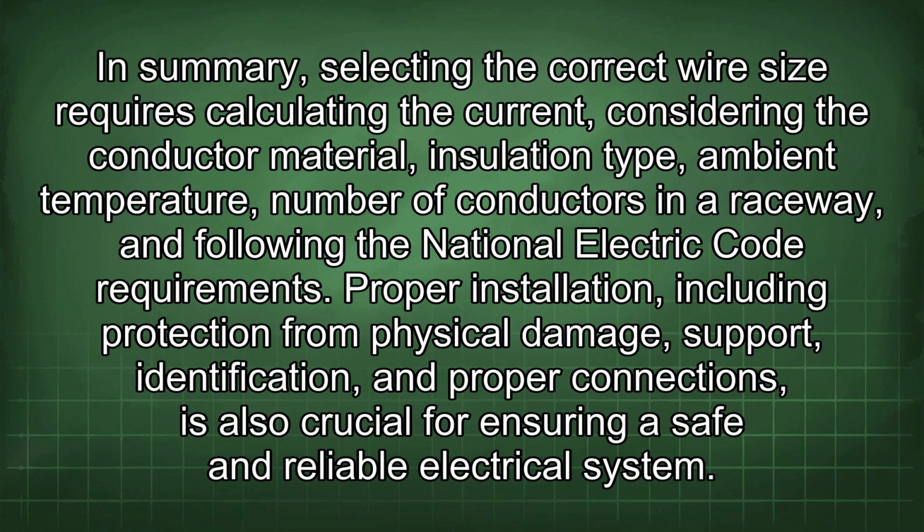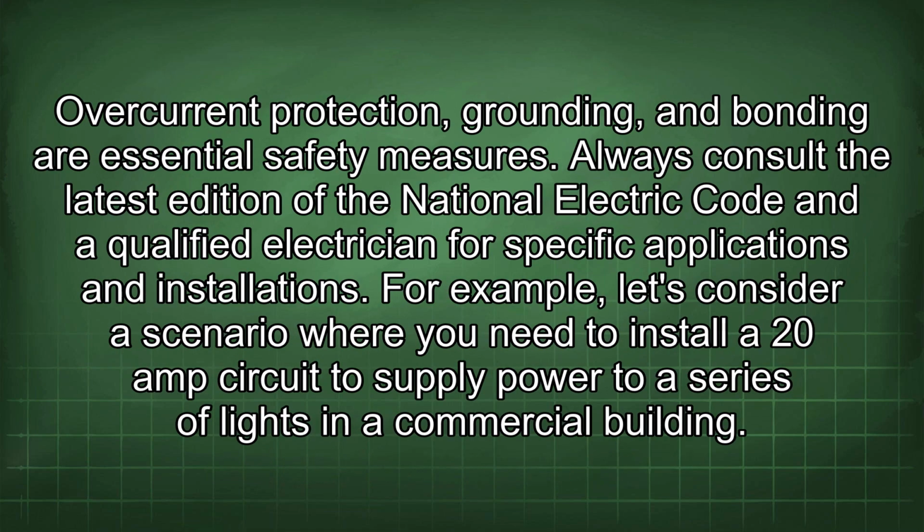In summary, selecting the correct wire size requires calculating the current, considering the conductor material, insulation type, ambient temperature, number of conductors in a raceway, and following the National Electric Code requirements. Proper installation, including protection from physical damage, support, identification, and proper connections, is also crucial for ensuring a safe and reliable electrical system. Overcurrent protection, grounding, and bonding are essential safety measures. Always consult the latest edition of the National Electric Code and a qualified electrician for specific applications and installations.